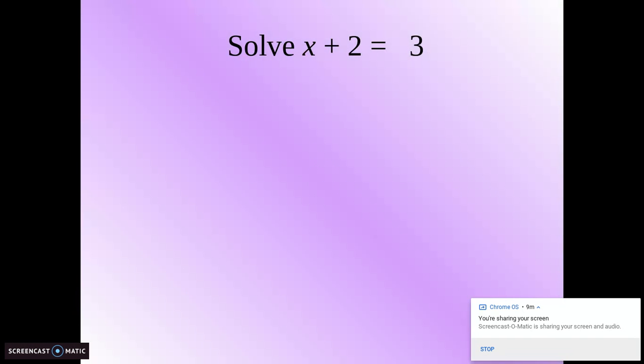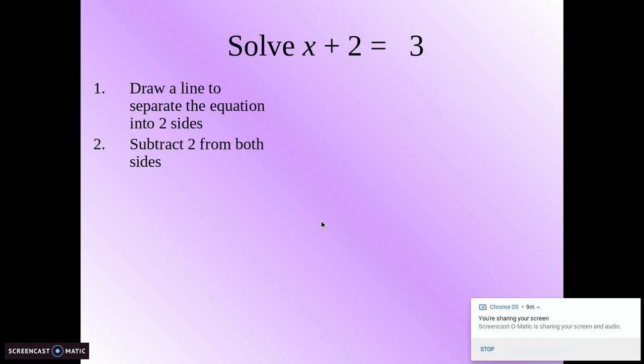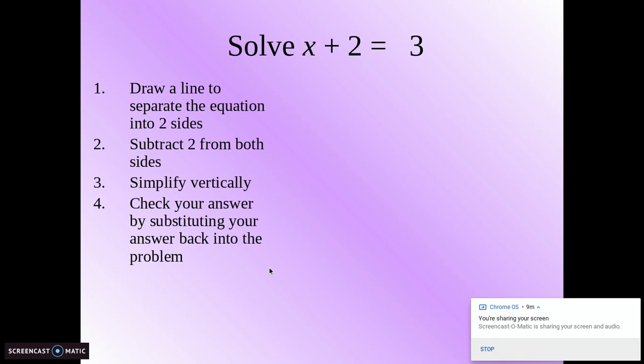Now, let's take one example. Solve x plus 2 equals 3. Now, draw a line to separate the equation into sides. So, you'll see that x plus 2 equals 3. Now, we want only the value of x. And what is along with x? Plus 2. So, if it's plus 2, the inverse of addition is subtraction. That's why you need to subtract 2 from both the sides. Simplify vertically and then check the answer by substituting it back into the problem.